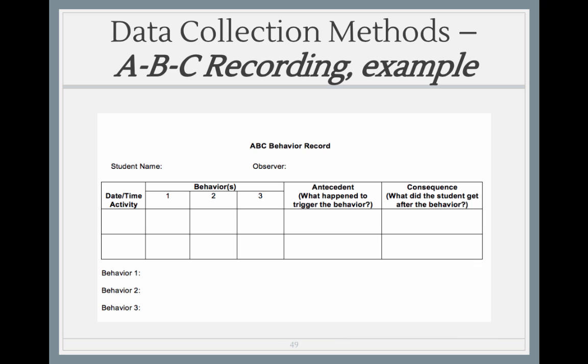Here's an example of an ABC recording chart or template that you might use. You have different behaviors that you can look to observe and identify those as behavior 1, behavior 2, or behavior 3. And then you have a chart where you can write what happened to trigger the behavior for the antecedent, and then what consequence immediately followed after the behavior occurred.